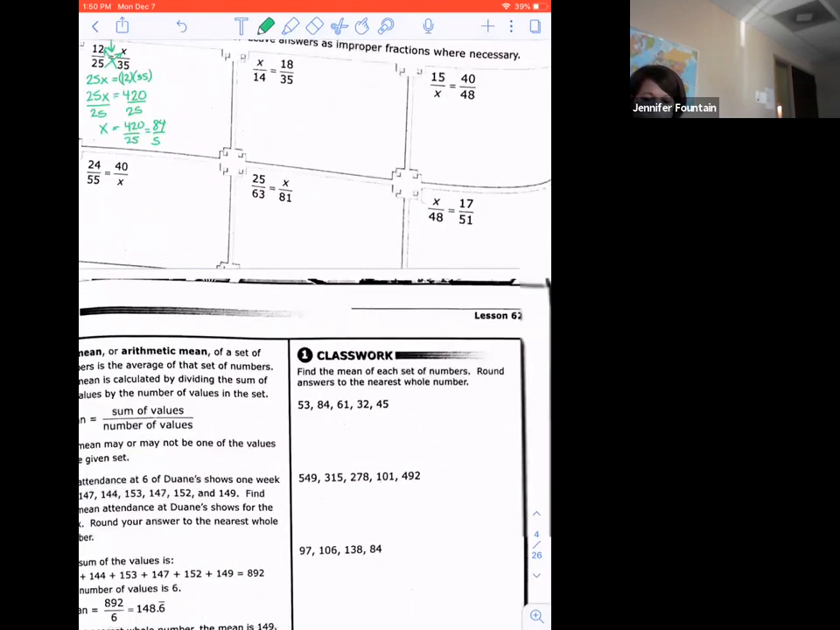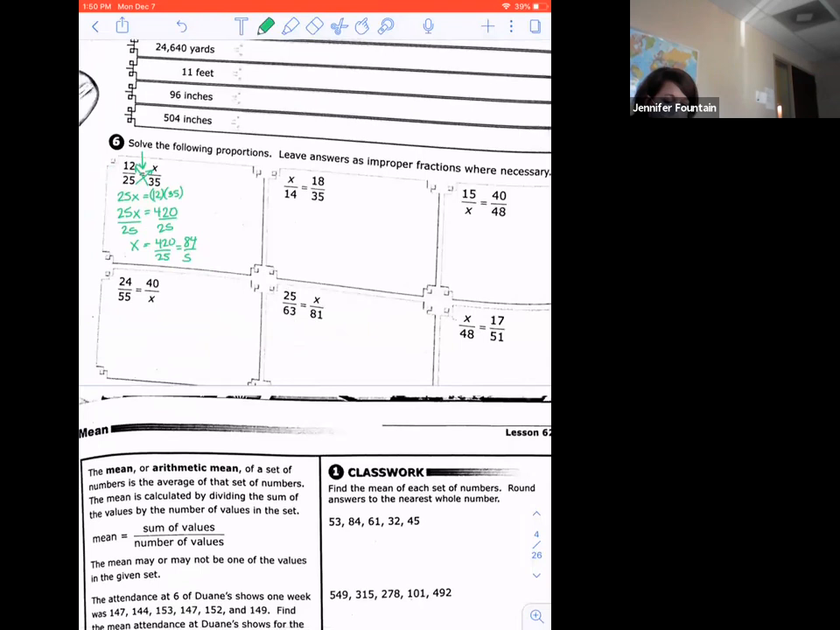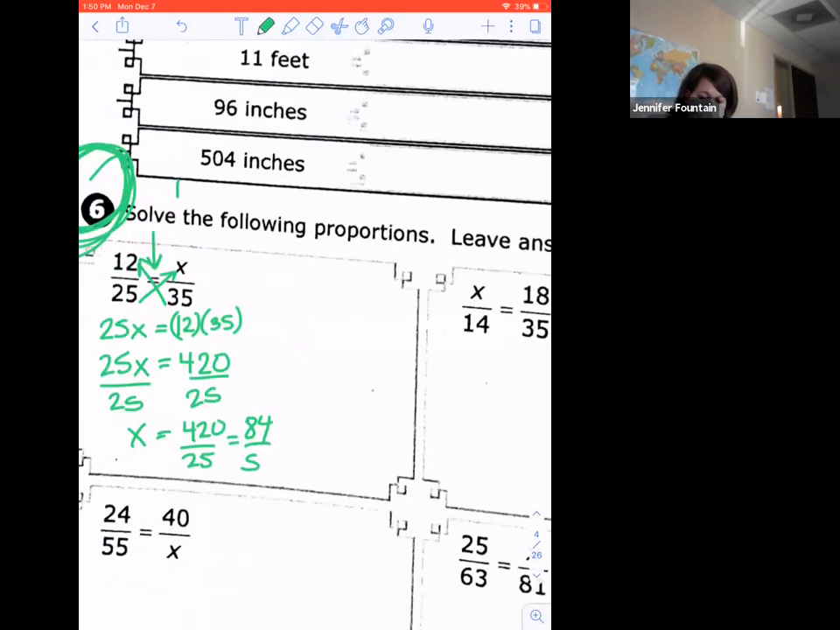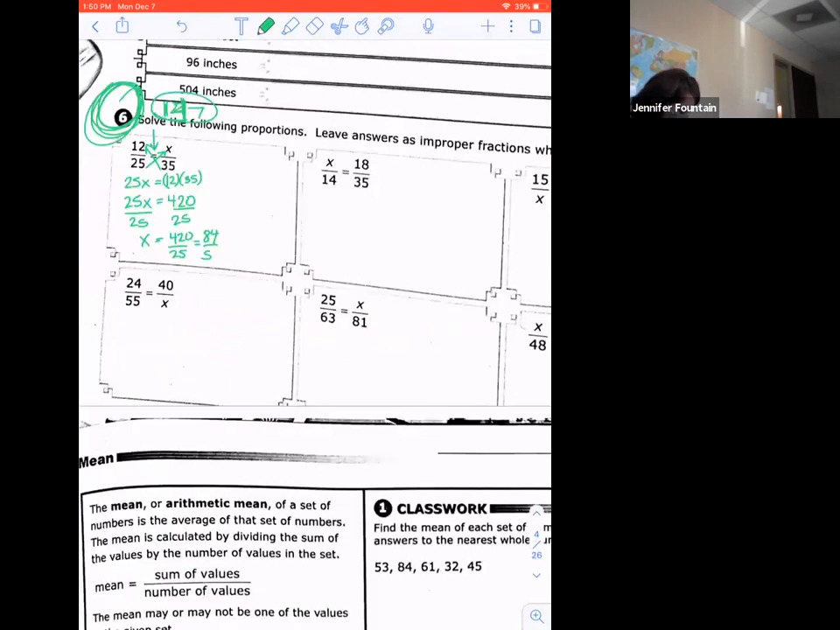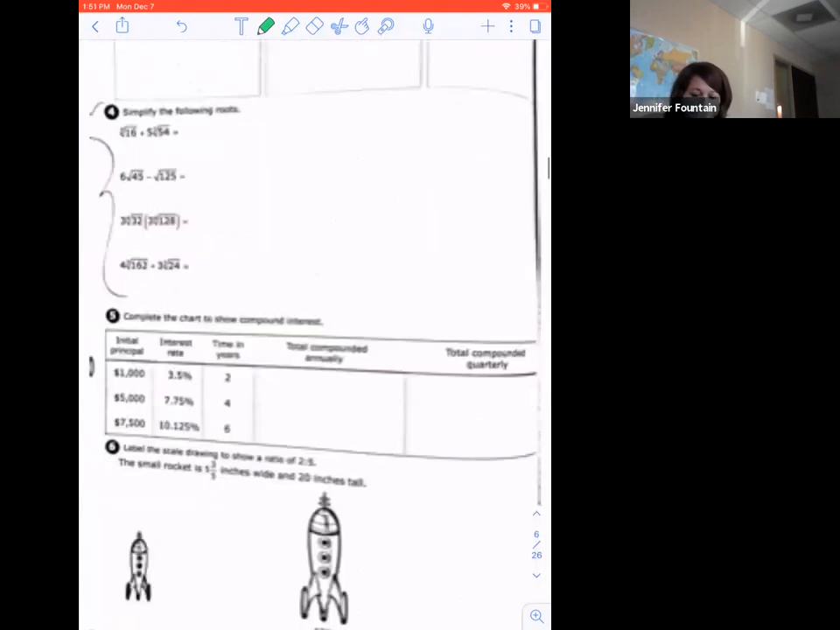Like I said, we're gonna skip over lesson 62. So what I want you to do is for homework, I want y'all to finish activity 6. Okay, so activity 6 on page 136. So today is 12/7. Okay, so page, let's say this was page 136, activity six. We're going to skip over 62 and 63 for right now.